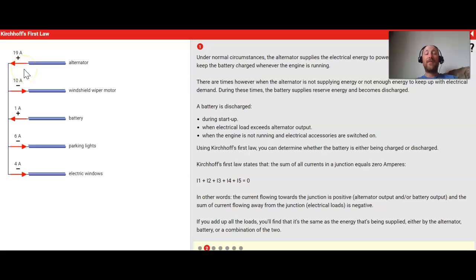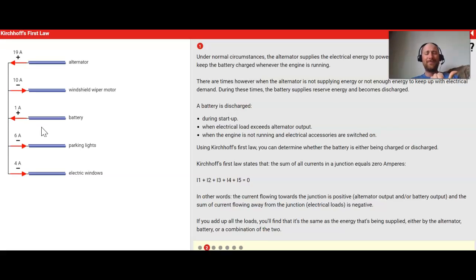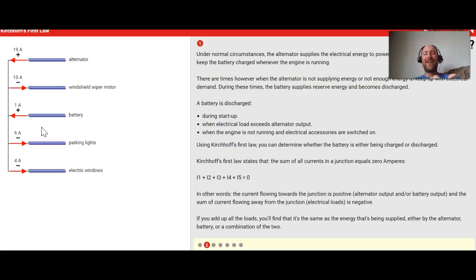So the battery is kind of the one tricky one. The battery can either be being charged or it can be losing current. It can be charging something else. So in this case, this is a great example. Now the arrow from the battery is going to the left and it's positive. Okay, that means what's going on here is that the alternator is not producing enough energy to run all of the different things, the wipers, the lights, the windows, and charge the battery. So we're actually discharging our battery.